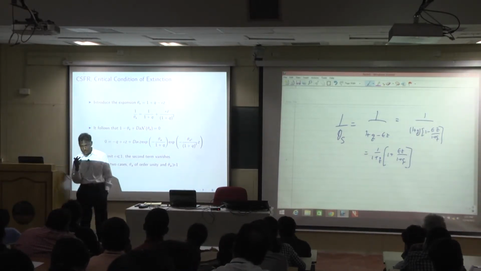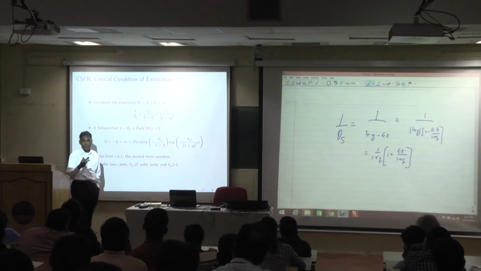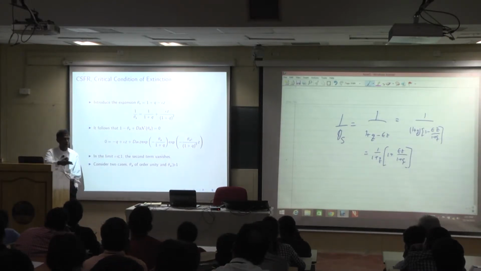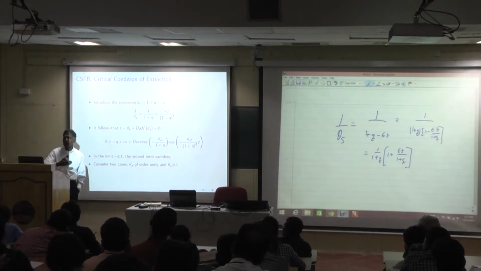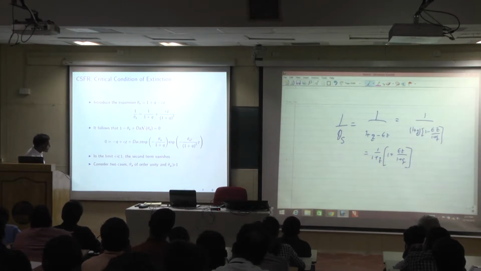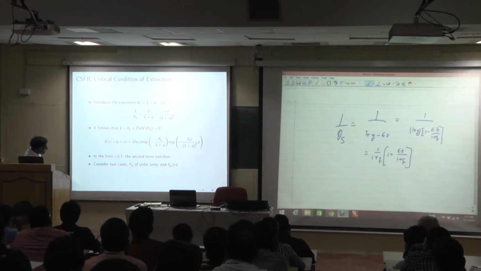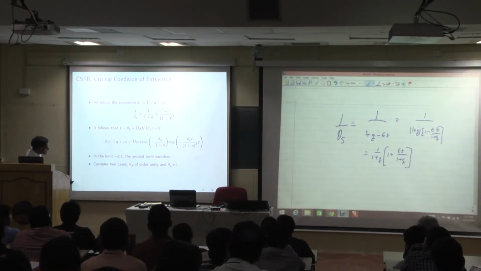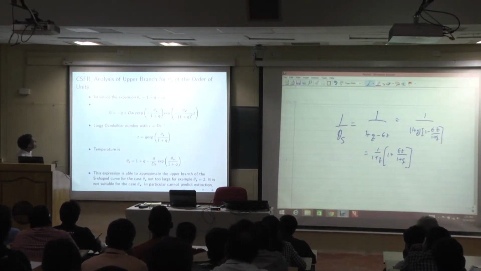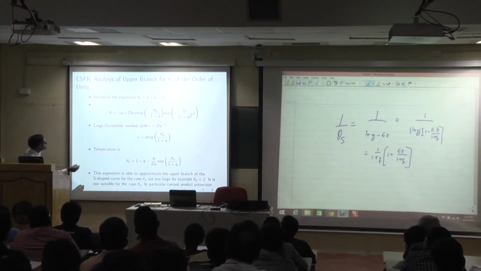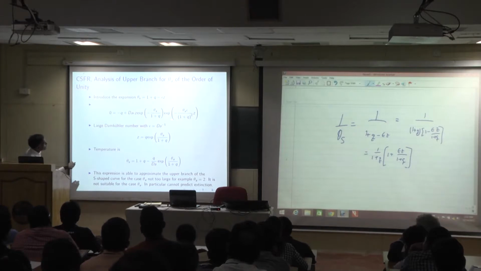I'm going to consider the case where the activation energy is large and the case where the activation energy is small, to illustrate why activation energy must be large. If epsilon is very small, I'm going to take the case where theta A is of order unity. The first case is theta A is of order unity. I rewrote this equation with that epsilon A term dropped.